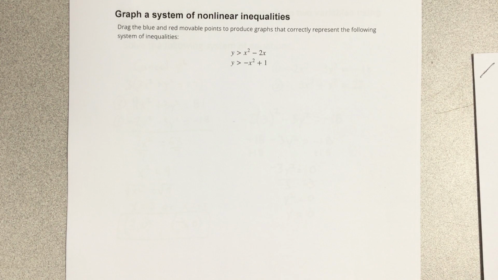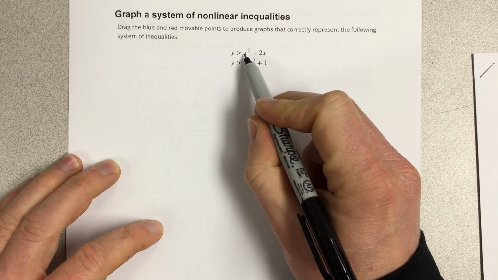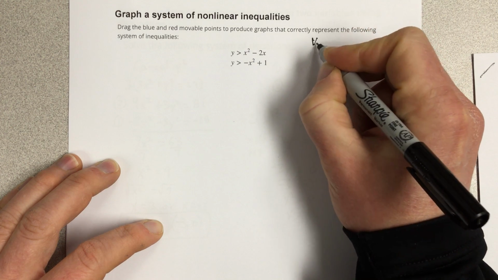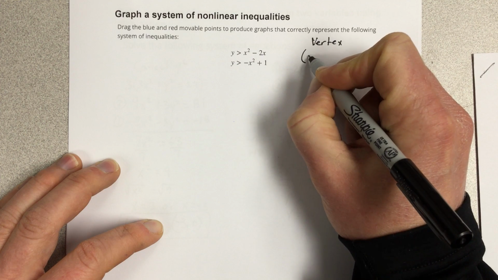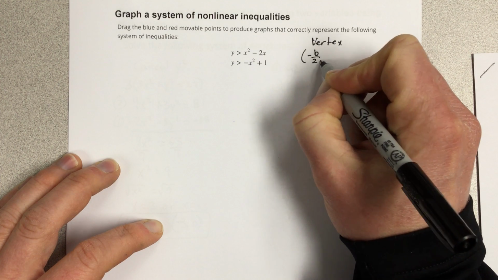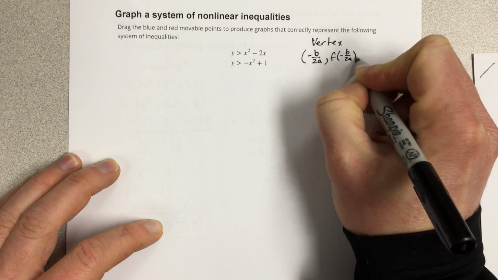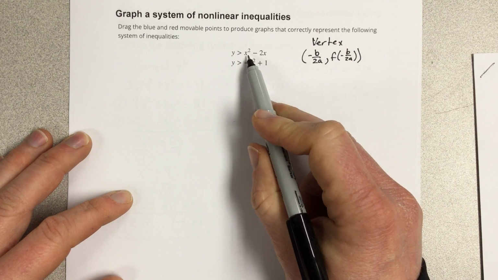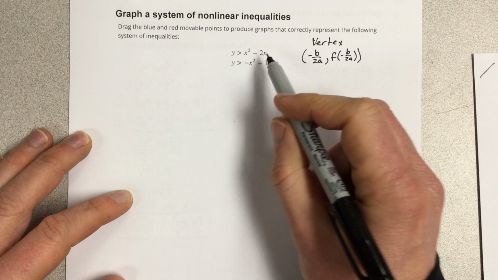In this video, we're going to graph a system of nonlinear inequalities. Both of these are quadratics, so we're going to have to find the vertex of each of these. To find the vertex, there's a formula: negative b over 2a, f of negative b over 2a. And then we're also going to need to find the zeros of the function. So we're going to do both things. Let's start by finding the vertex.